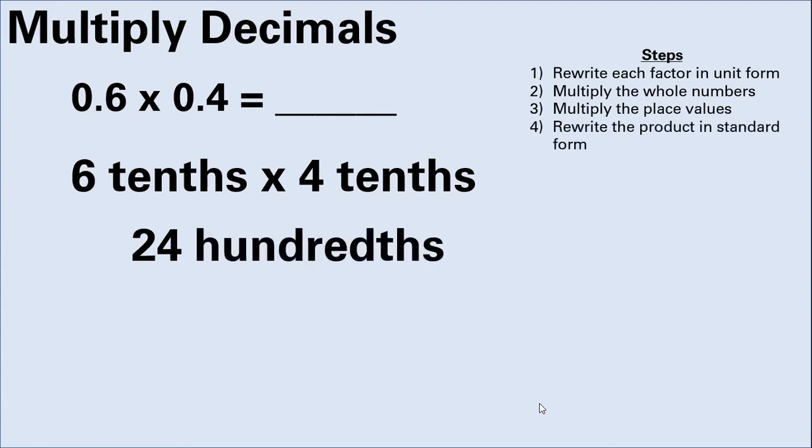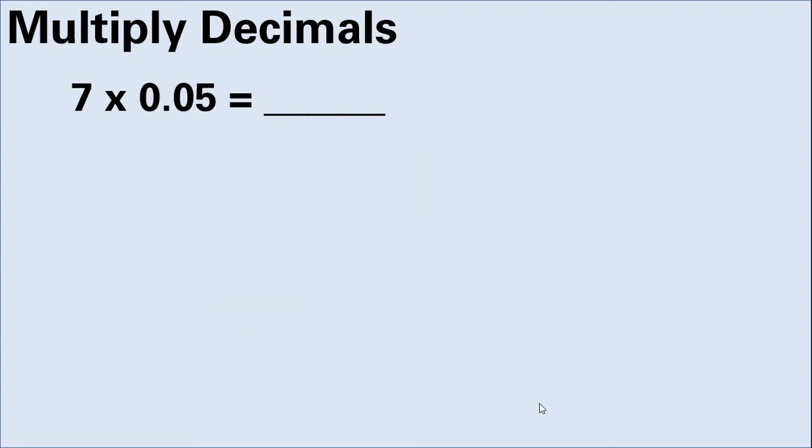Now we're going to rewrite the product in standard form. 24 hundredths can be written as 0.24. The 4 is in the hundredths place and the 2 is in the tenths place. 6 tenths times 4 tenths equals 24 hundredths. Now let's try multiplying 7 times 5 hundredths.